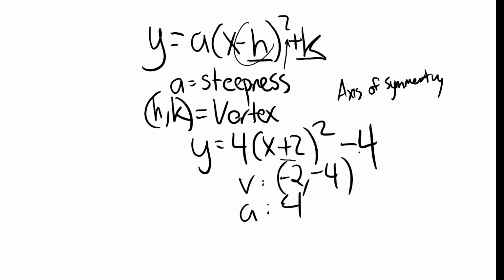Or the line of symmetry. It has a few different names. And for the axis of symmetry, what you're looking for is the line that cuts this parabola in half.